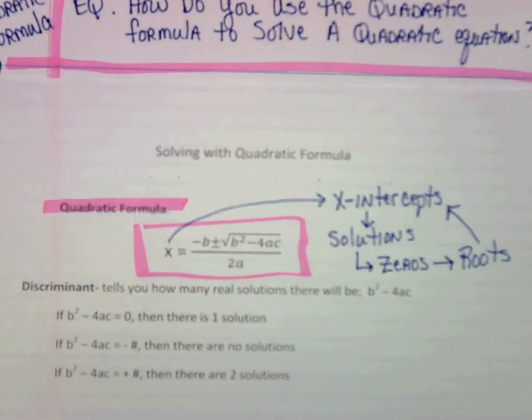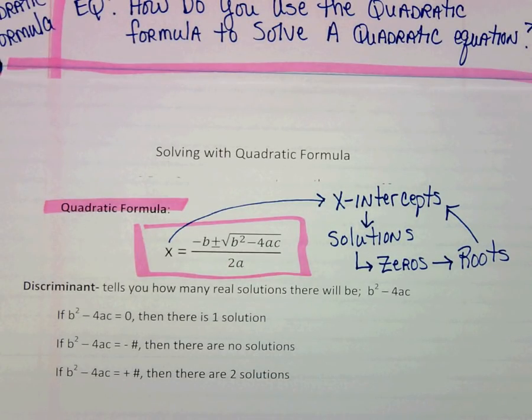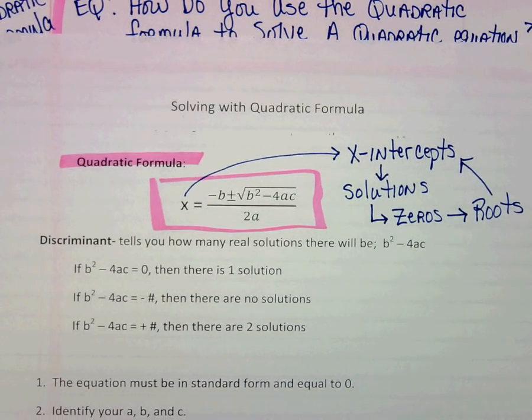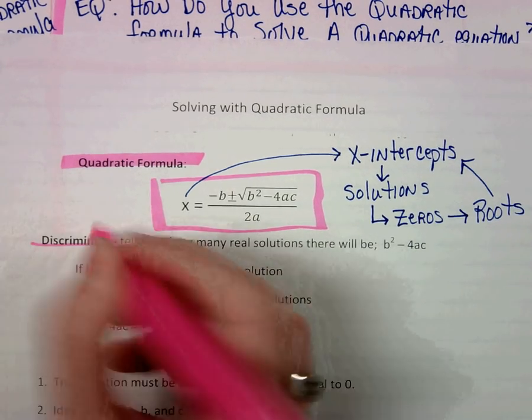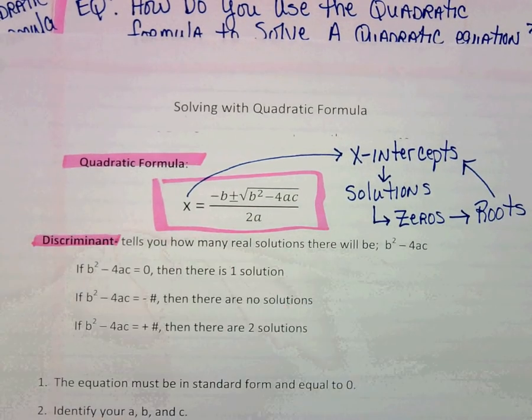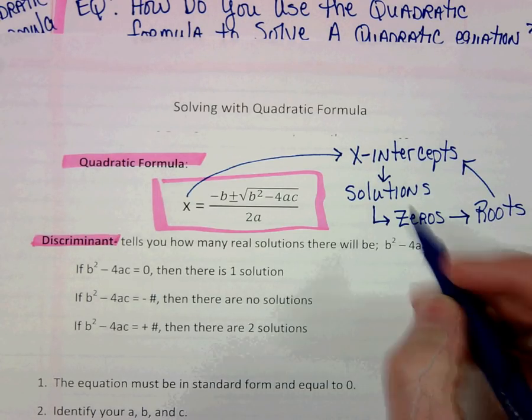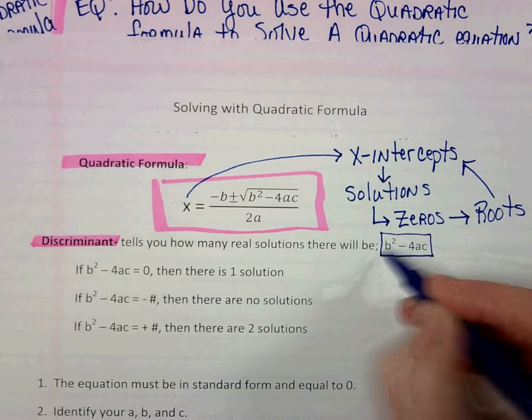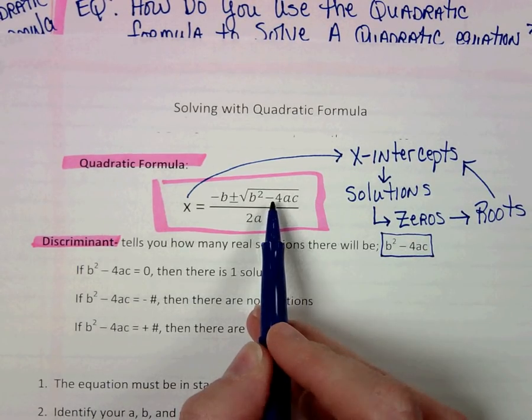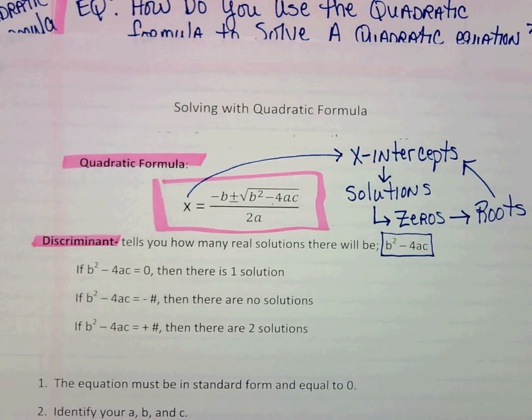I want to point out one piece of the quadratic formula that can be a little bit helpful. It is called the discriminant. The discriminant tells us how many real solutions there will be. And you'll notice it's the b squared minus 4ac. It's the part that's underneath our radical sign. And so sometimes just by knowing what the value of that is can tell us how many solutions there are, if we even need to go any further. Sometimes it will help us eliminate it.